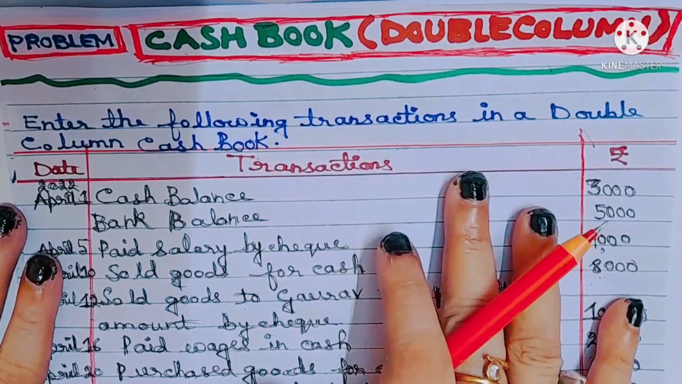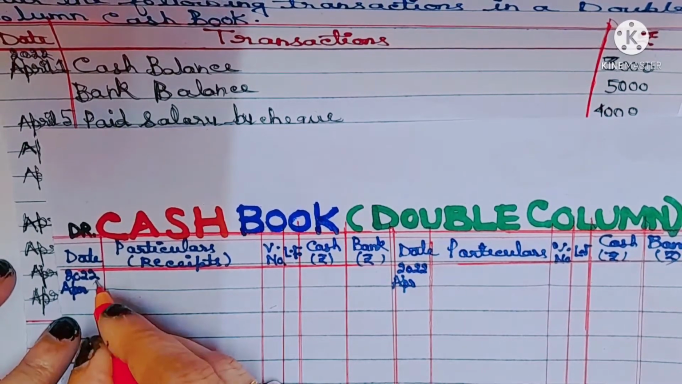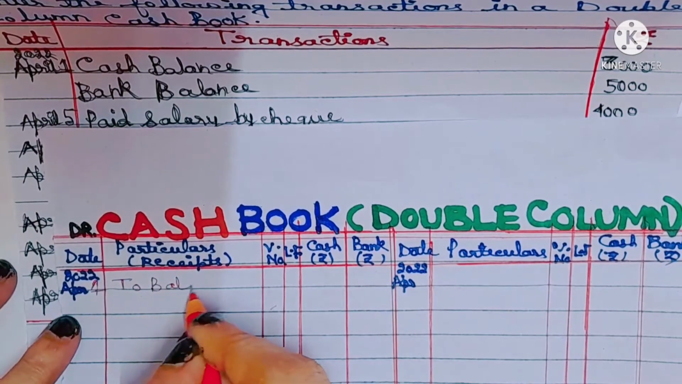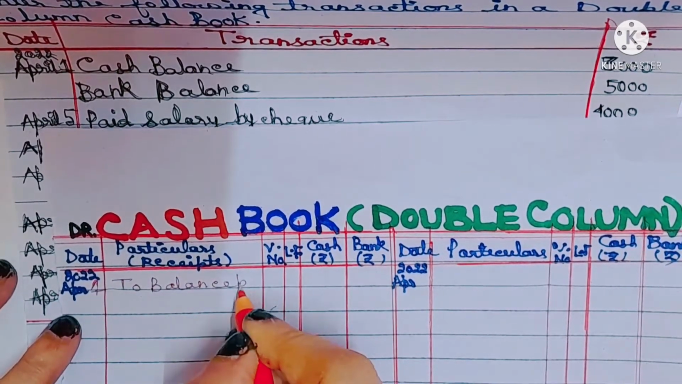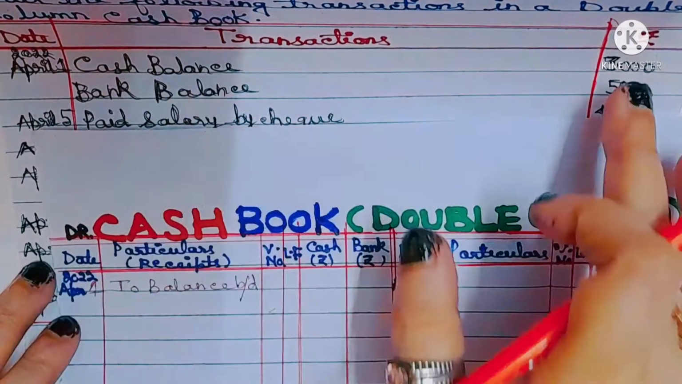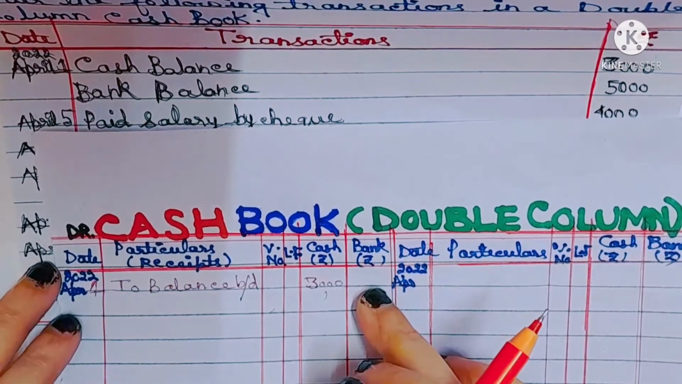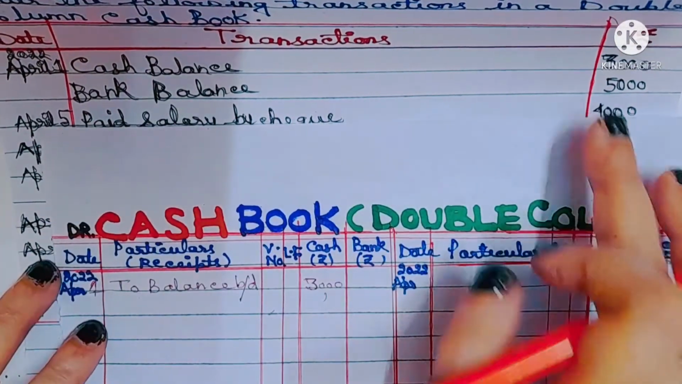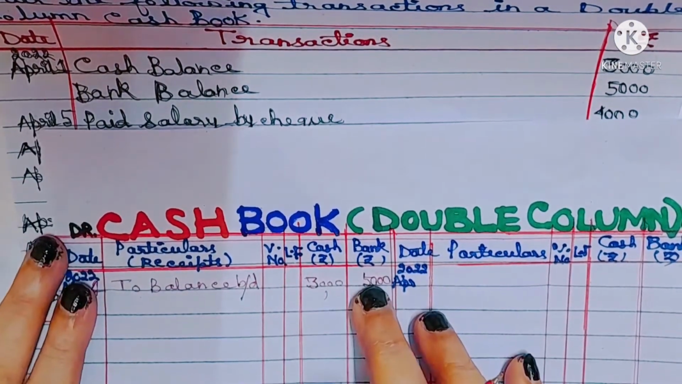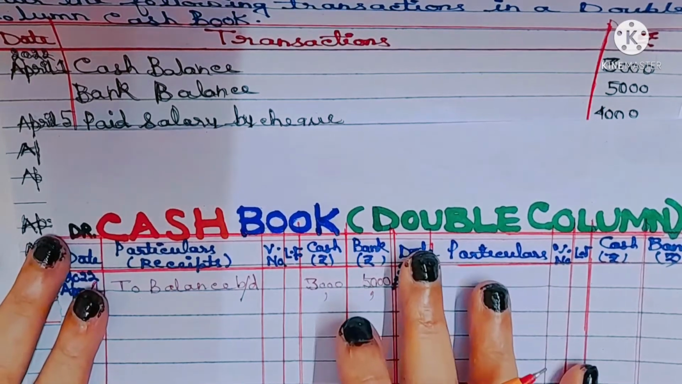Okay, so let's write. Cash balance is 3,000. So we'll write 1st April to balance BD. This is for both the columns. In the cash column, we are going to record cash balance 3,000. And in the bank column, we are going to record bank balance 5,000. I hope you understood. And there will be no journal entry, so the question of narration does not arise. Now let's see the next transaction.